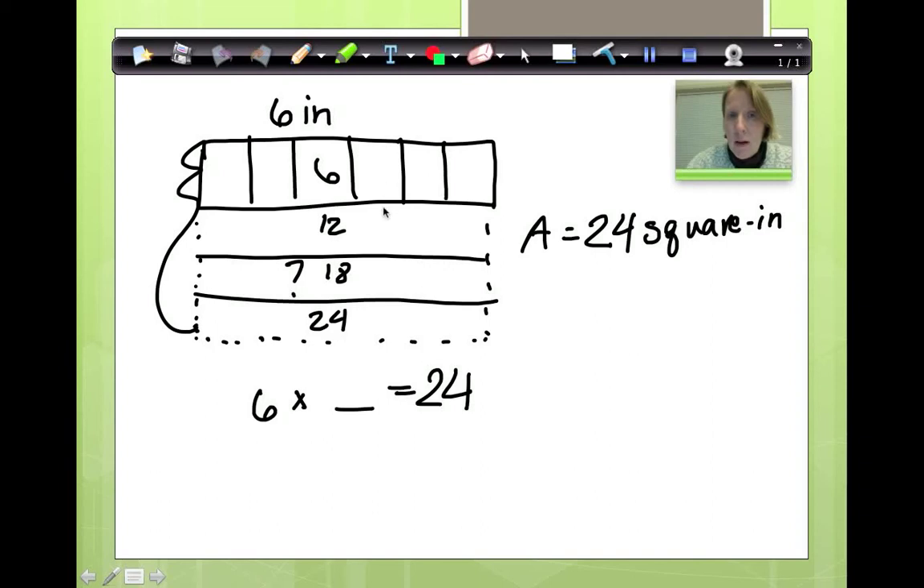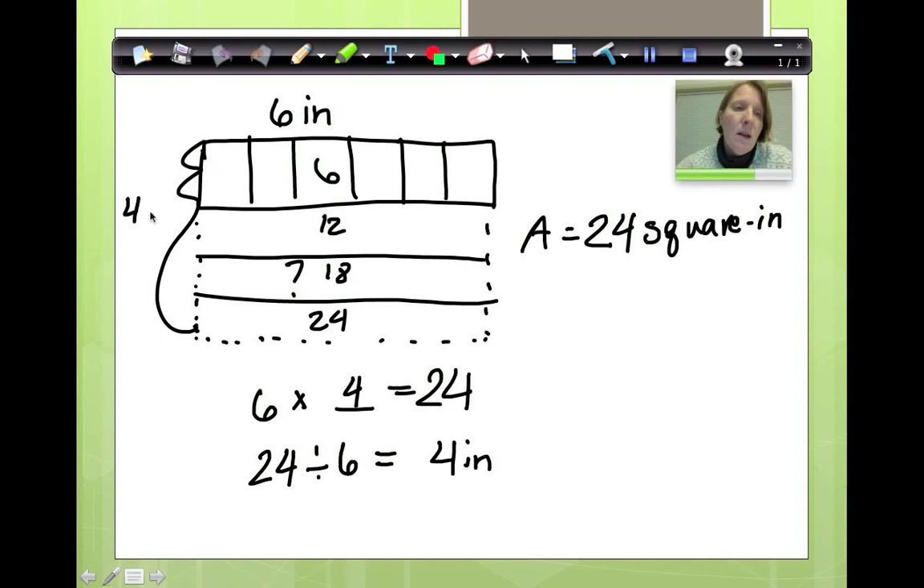I could count my rows of 6. So I could skip count. I could remember my multiplication facts. 6 times what is 24? Well, that would be 4. Or I could do a division statement. 24 divided by 6 equals 4. But I can't leave it as 4. I need to put my label. Inches. I know that this is 4 inches.